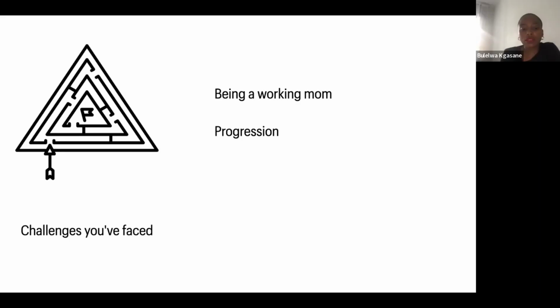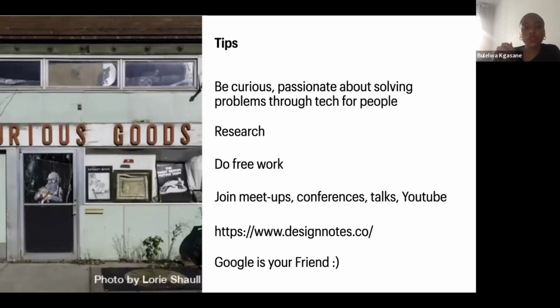And then the last slide that I wanted to share with you, for anybody really wanting to come into the space, you have to be very curious and you have to be very passionate about solving problems, because this space is really about solving problems. It's about bridging the gap between technology and people and humans. You have to be the conduit between those, and it's a lot about research, doing free work.